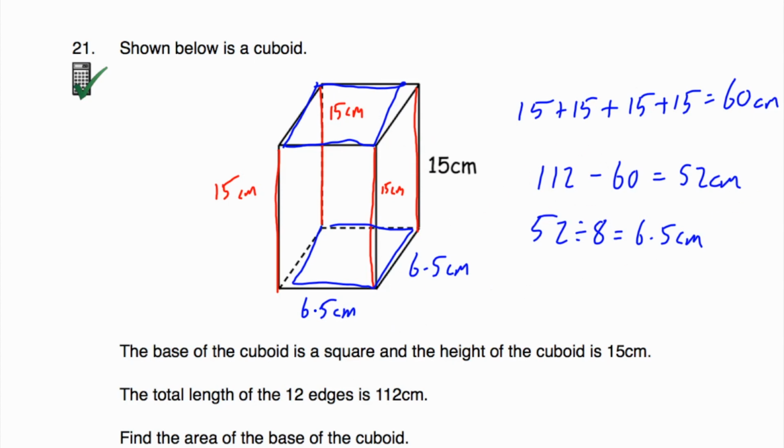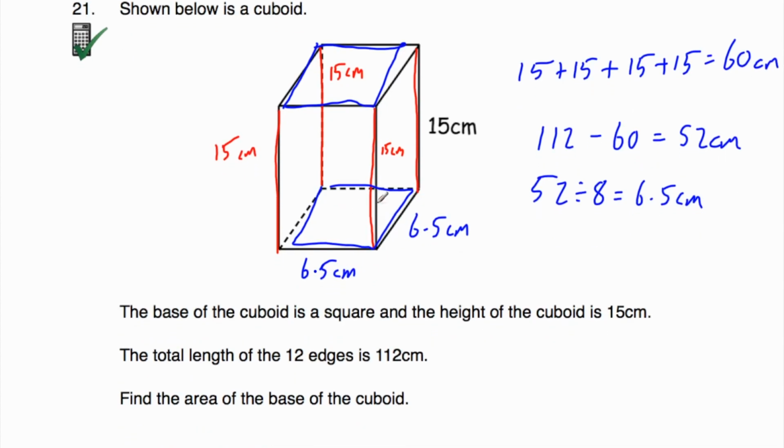Now the question asks us to find the area of the base of the cuboid. So the base is a square, and it's got a length of 6.5 centimeters and a width of 6.5 centimeters. So if we do 6.5 multiplied by 6.5, that will give us the area of the base of the cuboid. And that is equal to 42.25 centimeters squared. And that's it. So the area of the base of the cuboid is 42.25 centimeters squared.